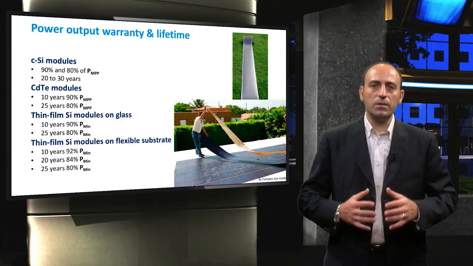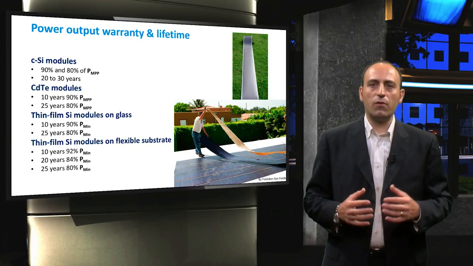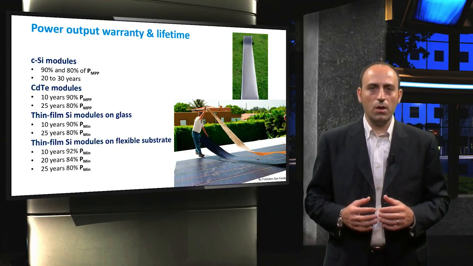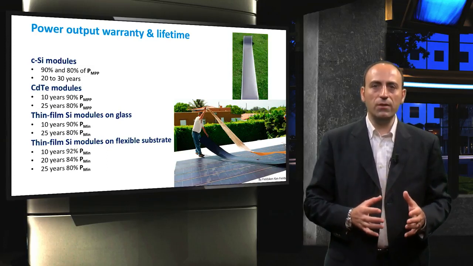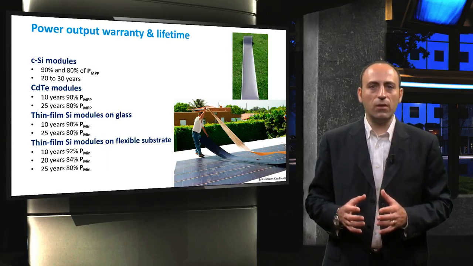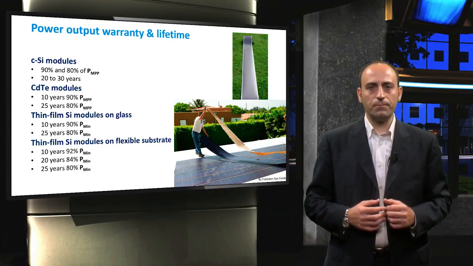Different companies means different warranty strategies. Here we see a three-step warranty for flexible thin film silicon modules. The warranted output decreases from 92% for the first decade to 84% for the second decade and finally 80% for the final years of the warranty.